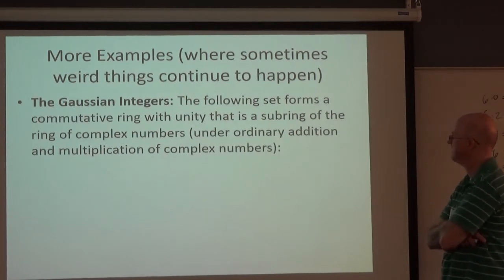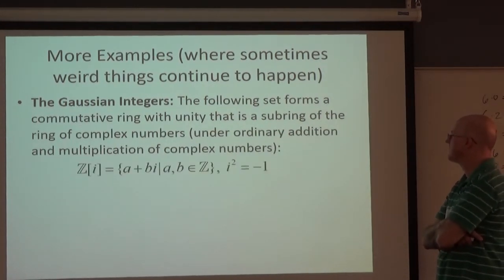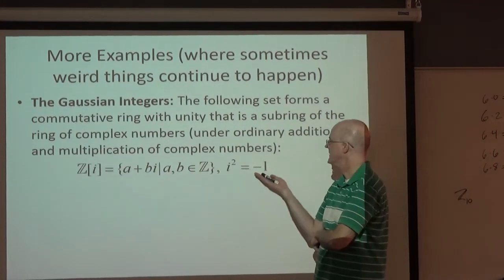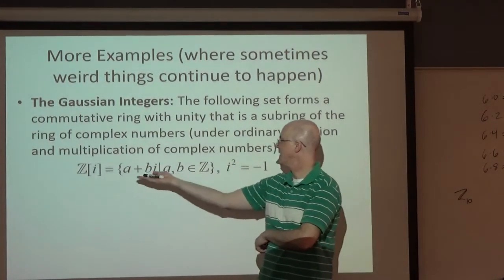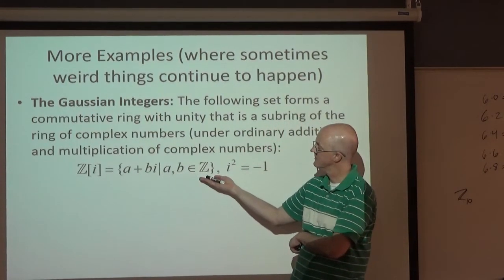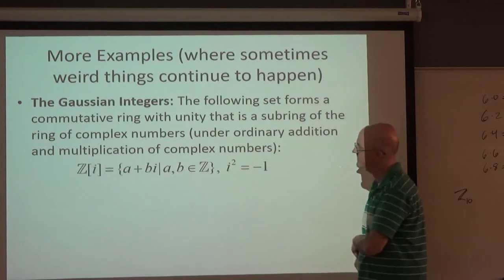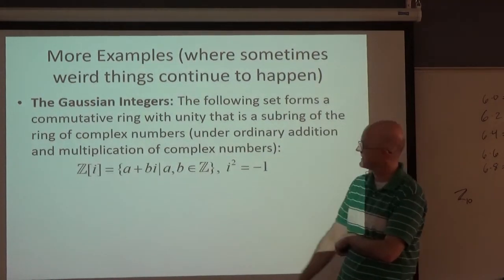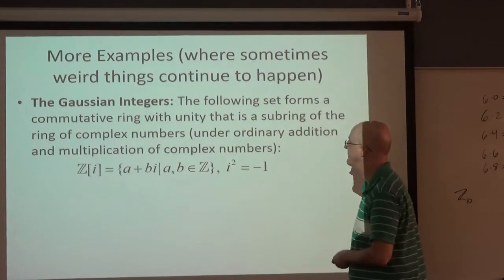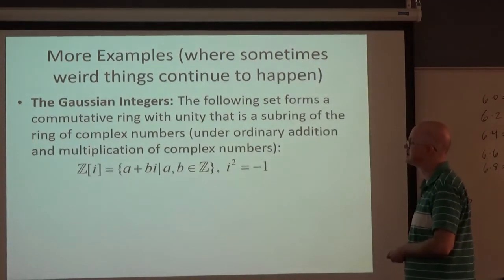Under ordinary addition and multiplication of complex numbers, i here is taken to be the imaginary unit, i squared is -1. This is the set of all complex numbers of the form a plus bi, where a and b are integers. The complex numbers themselves are the set of all things of this form where a and b are real numbers. Here I'm restricting a and b to be integers. This is called the Gaussian integers.